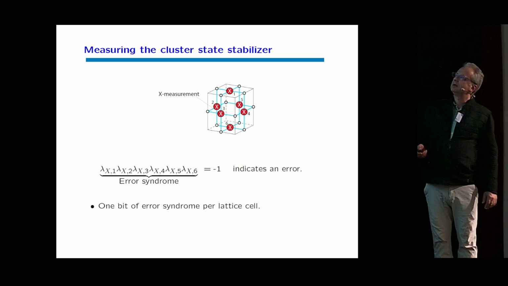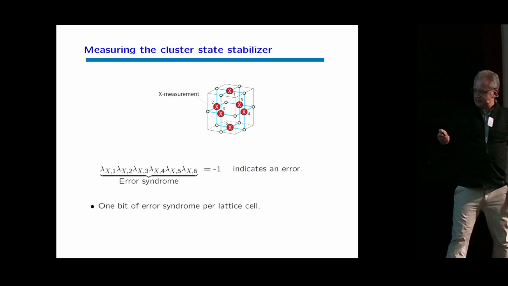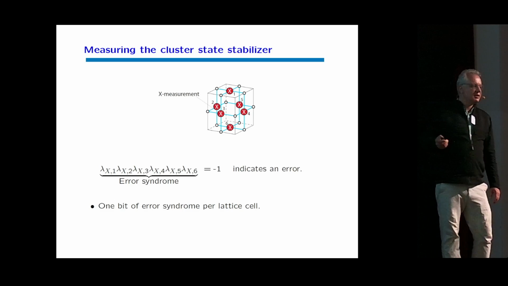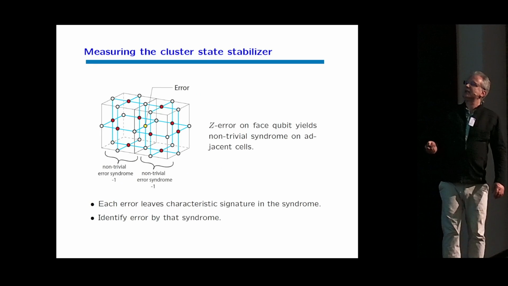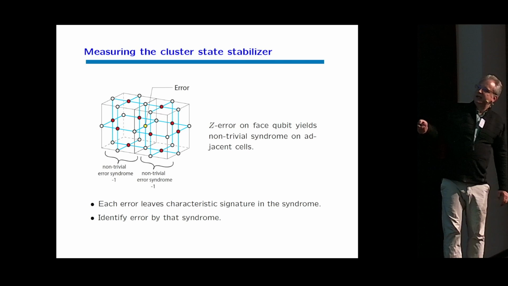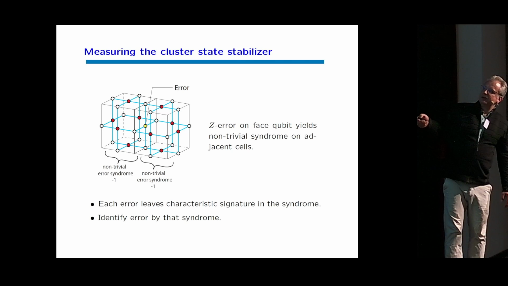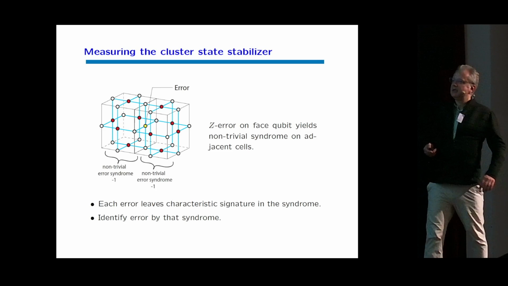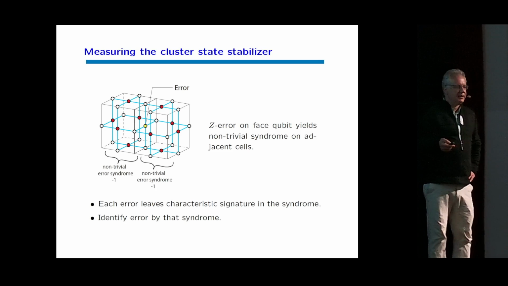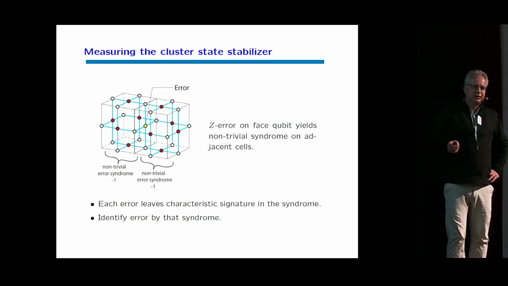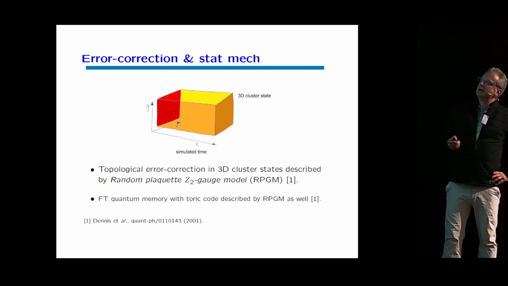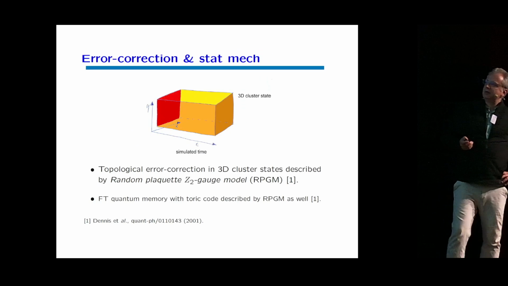Okay, good. And as I already said, if the product evaluates to -1, then this indicates an error. So we have 1 bit of syndrome per cell. Now say you have an error in this qubit, it will flash with a syndrome here and there. And so every error leaves a characteristic syndrome by which we can identify it. Of course, there are misidentifications as usual in quantum error correction. Good, so that's basically what's going on here.